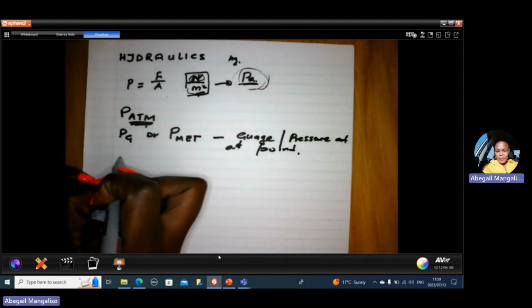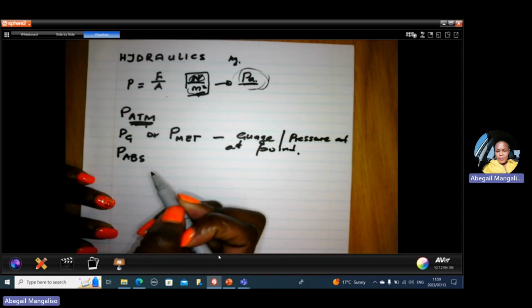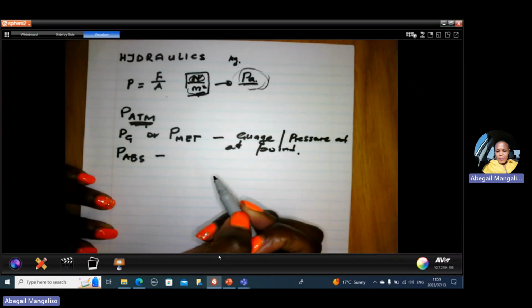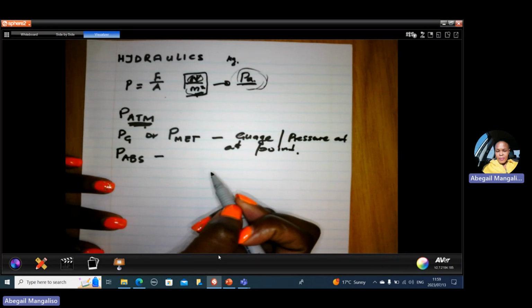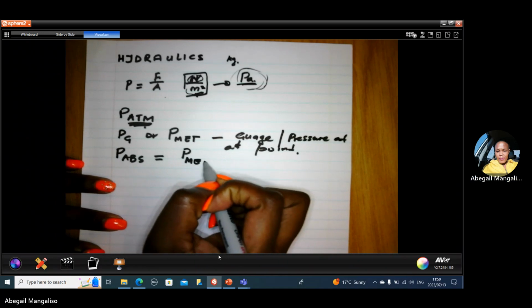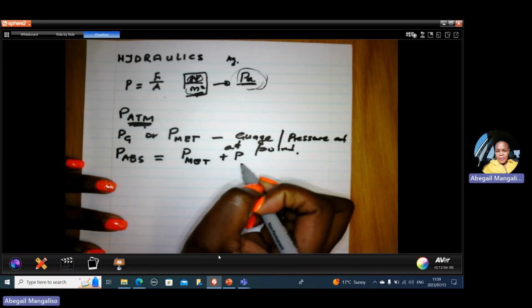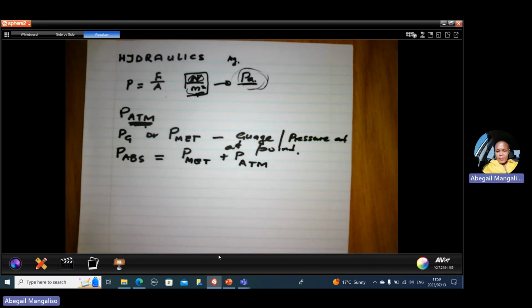Now, for absolute pressure, the symbol is PABS. This pressure includes the atmospheric pressure, so it's the total pressure at a point. It is calculated by PMET plus PATM, because it includes the atmospheric pressure. In other words, the absolute pressure is the gauge pressure plus the atmospheric pressure. It is the total pressure.